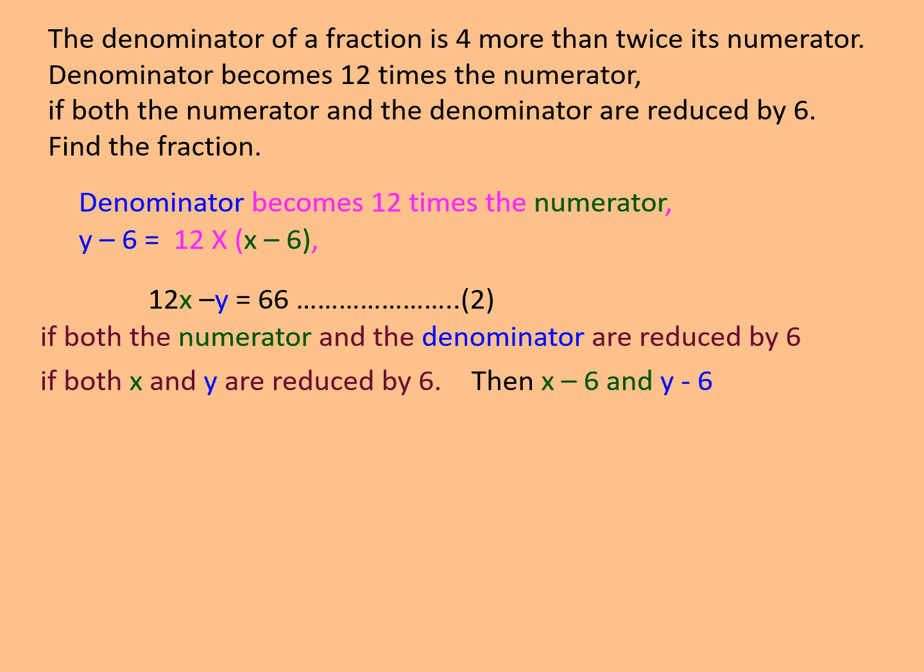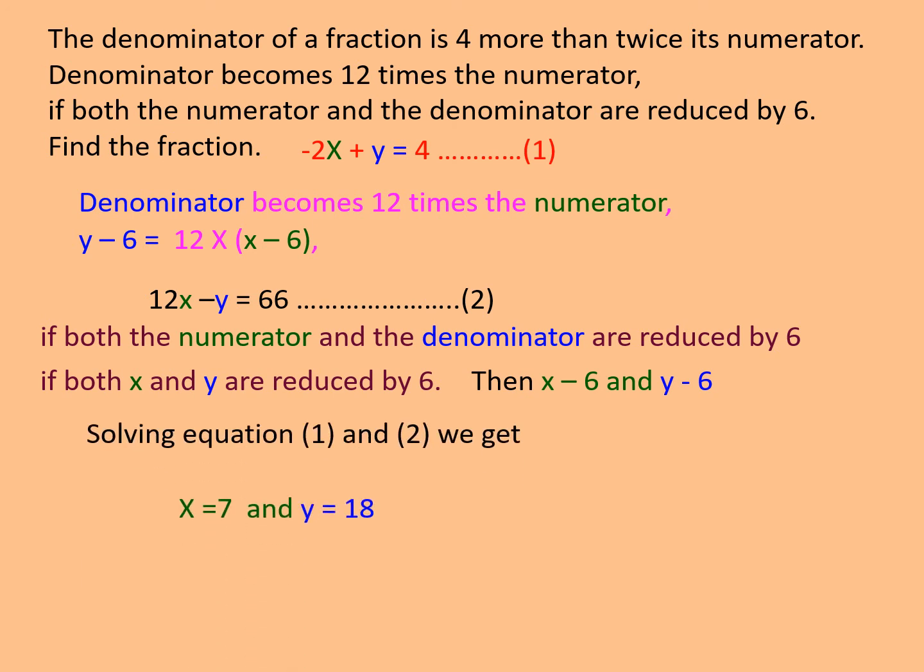So I have got two equations now. The first one was minus 2x plus y equals 4 and the second one is 12x minus y equals 66. Again, you can solve by any method. After solving it, I got x equals 7 and y equals 18. That means the numerator is 7 and the denominator is 18. So the fraction will be 7 upon 18. Clear? I want you all to go through it once again so that it gives you a clearer picture. Let us go for the next sum.